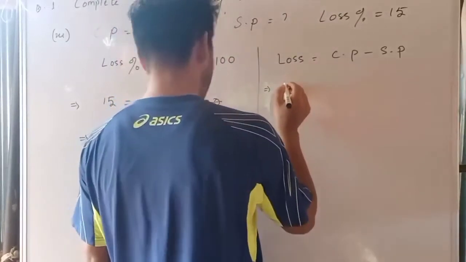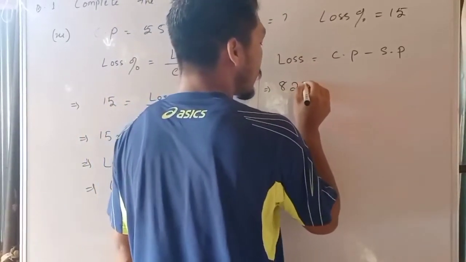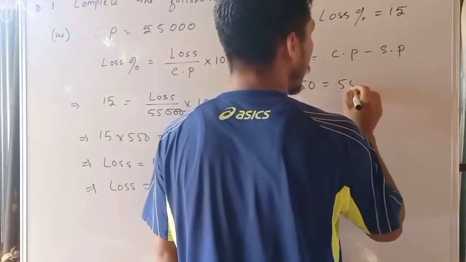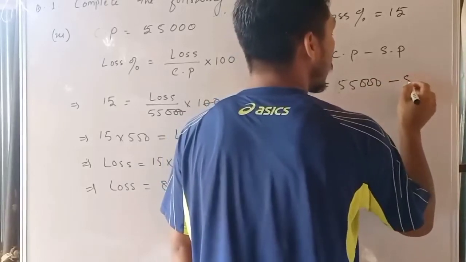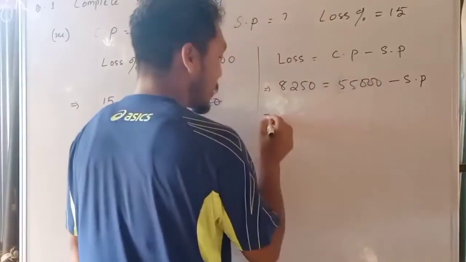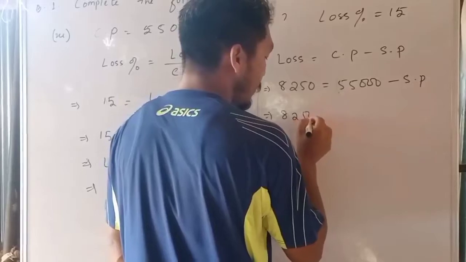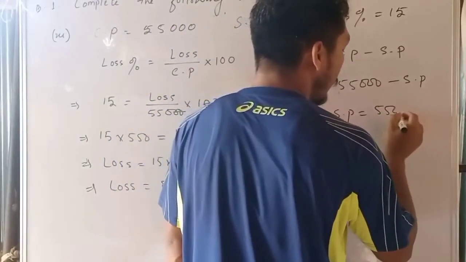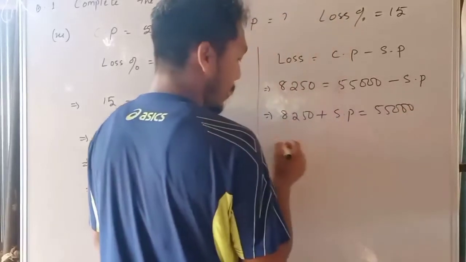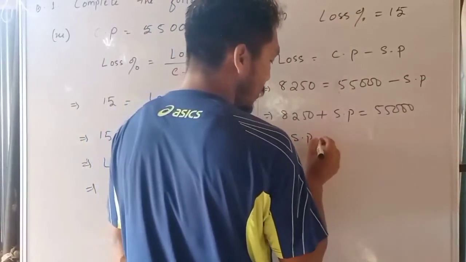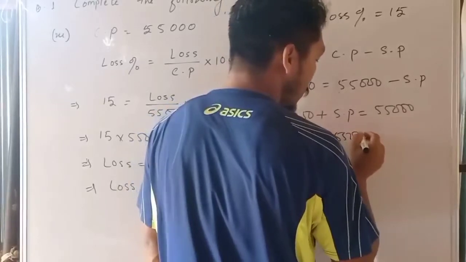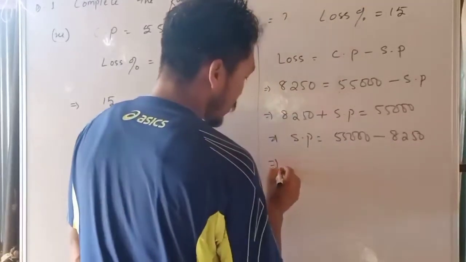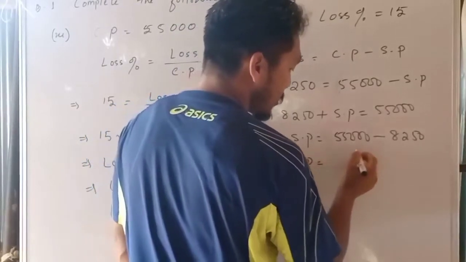Loss is 8,250 and CP is given as 55,000 minus SP. So SP I will send this side, it becomes 8,250 plus SP is equal to 55,000. Now SP is equal to 55,000 minus 8,250. Subtract these two. So what is the answer?